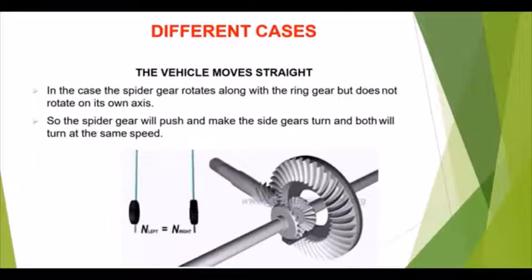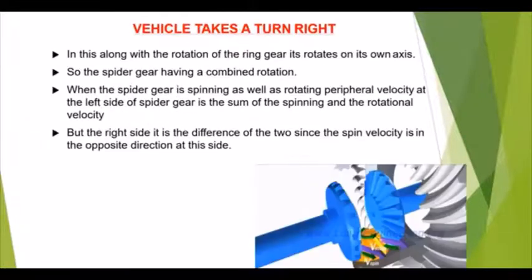Here is another view of the differential unit. The spider gears present here will rotate along with the ring gear, but don't rotate on their own axis. This spider gear will push and make the side gears turn, and both will turn at the same speed.